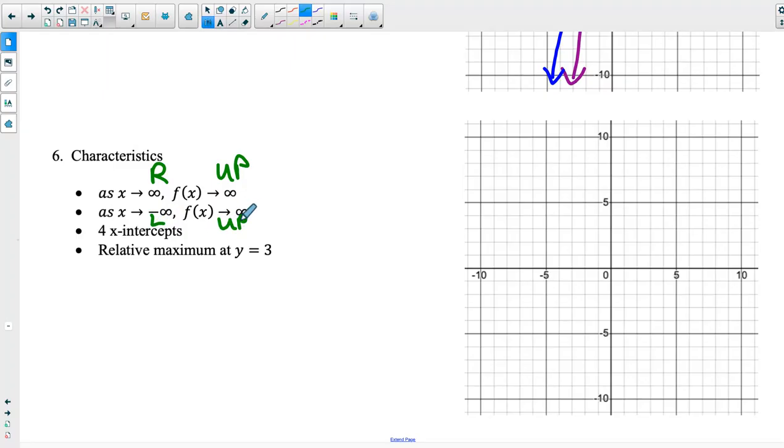That's telling me that. It tells me I have 4 x-intercepts, so it doesn't matter if you put an x-intercept here, here, wherever. It doesn't matter where you put them. You just need 4 x-intercepts. And then it says you have a relative max at y equals 3. Try to draw that in.